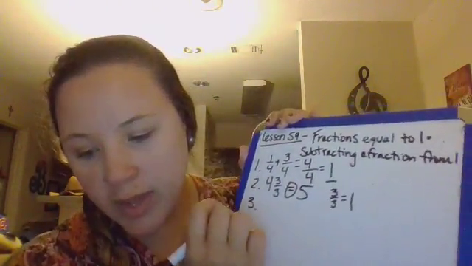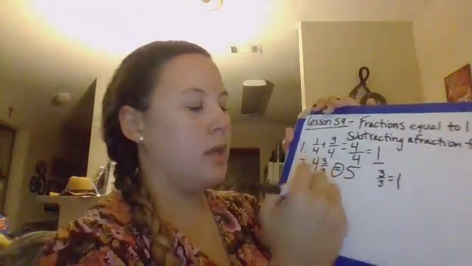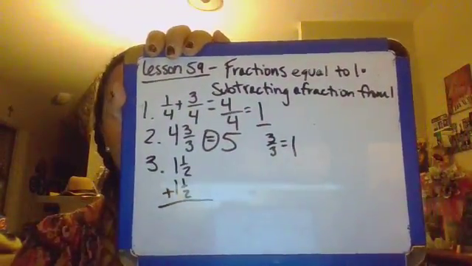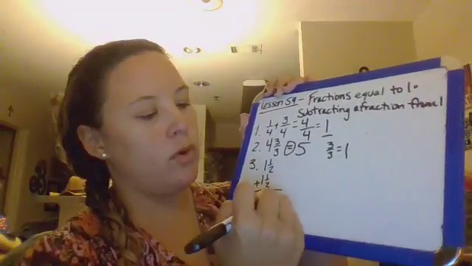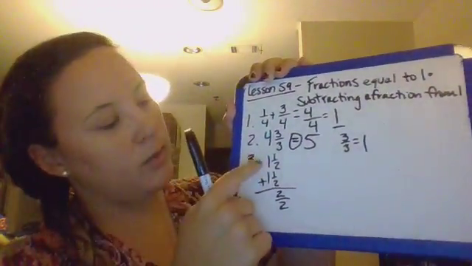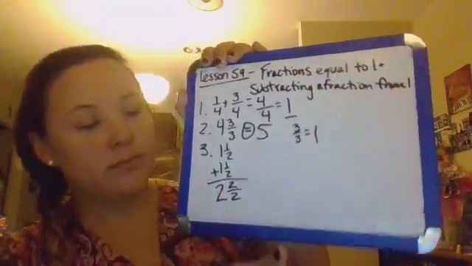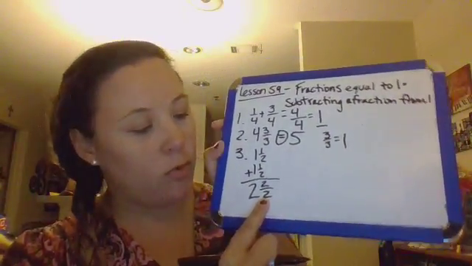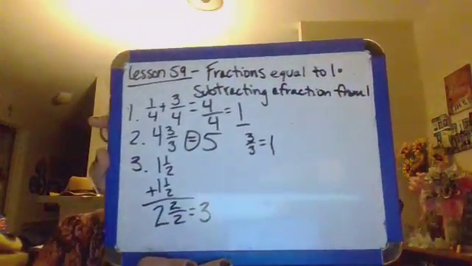Okay, and the next one we have 1 1/2 plus 1 1/2. 1 plus 1 is 2. So we're going to have 2 over 2 is the fraction, and then 1 plus 1 is 2. So 2 and 2 over 2. And we know that 2 over 2 actually equals 1, so it will be 2 plus 1. Our final answer is 3.